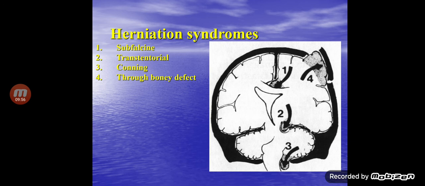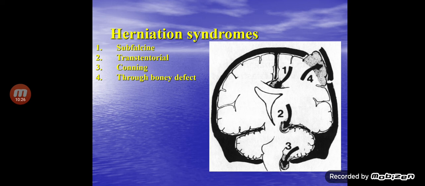What about the herniation syndromes? Whenever we have a severe edema, there will be an increment of the intracranial pressure, and this may lead to herniations. The first type of herniation is called a supratentorial herniation. In the supratentorial herniation, this includes a subfalcine herniation, just like in number 1.